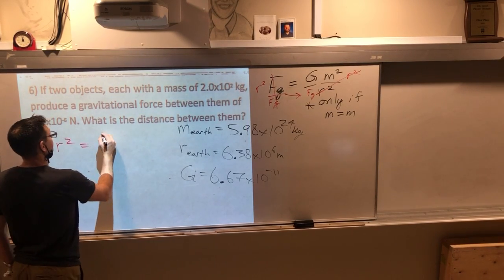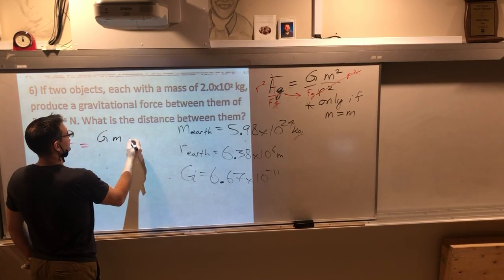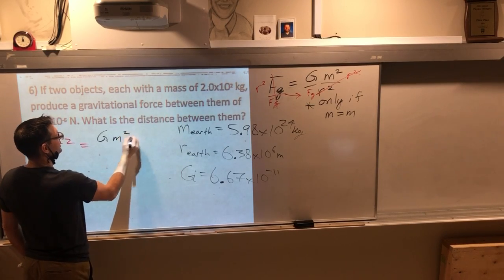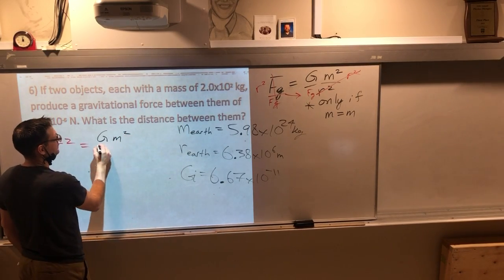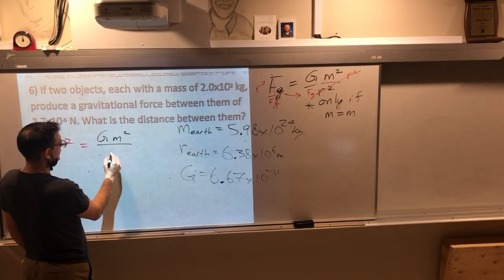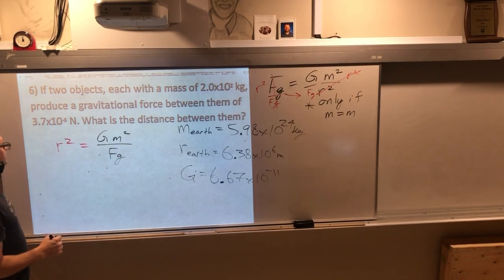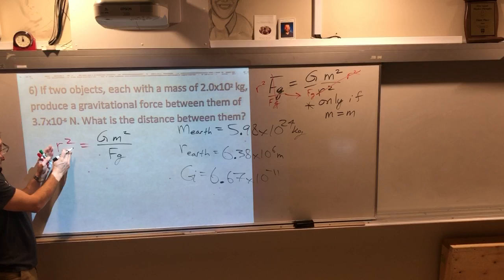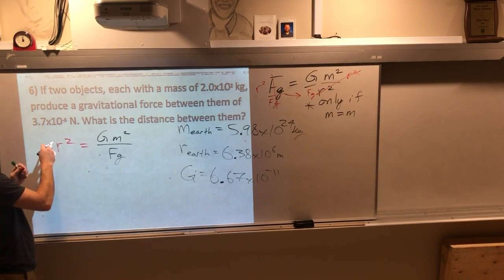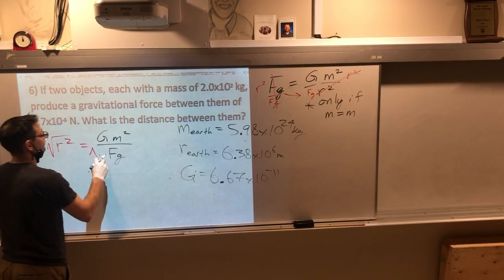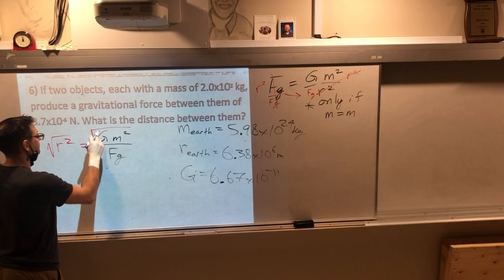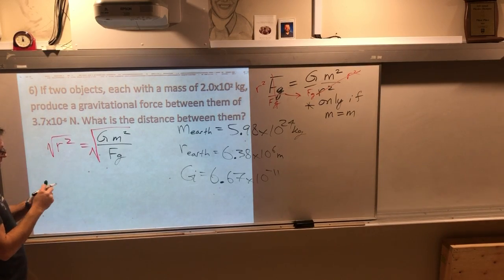M squared over FG. Good. These two are the same, so we can keep this M squared if you want to, but it doesn't matter, because we know FG. Now if we want to find the R, we got to square root both sides again. But it's really the flipping over that's the mistake that's made most often. What's the answer for this?